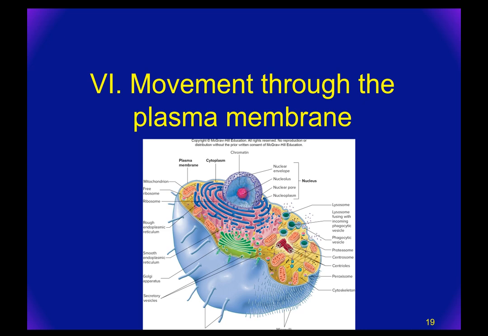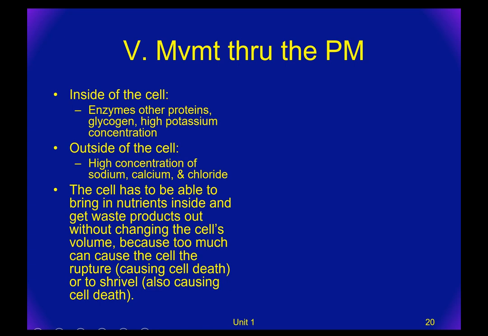So this is an animal cell. And the thing about an animal cell is you have to be able to get things in and out of this cell. So we're going to talk about how we successfully do that and the methods that we use to move things. So here's my cell.